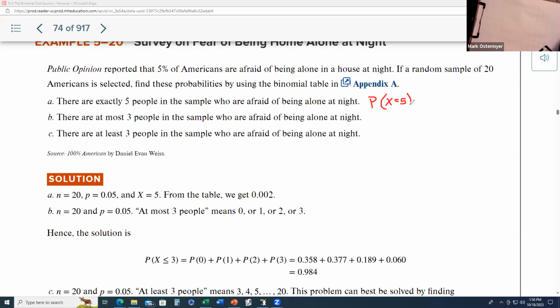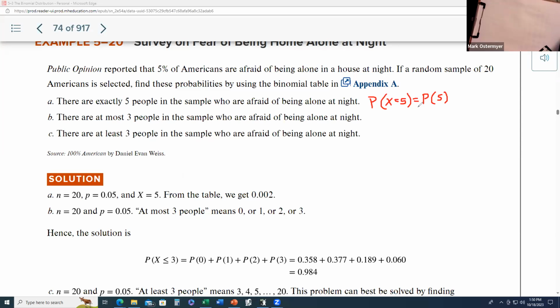But they shorten this up in textbooks later on. They don't say this. They just say P of 5 with the understanding that we're interested in having 5 successes here. And you know what a success is defined to be for this problem? A success is defined to be that an American is afraid to be home alone at night. That's how we define a success for this particular experiment.